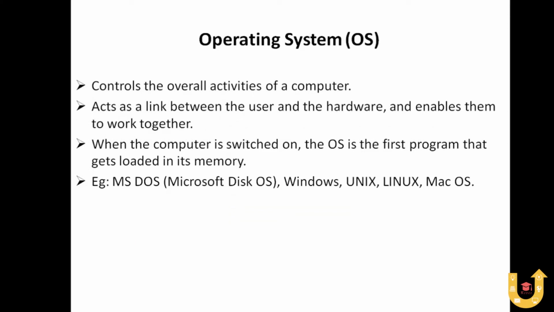Operating system, abbreviated as OS, is needed to operate a computer. The overall activities of a computer are controlled by it. An OS acts as an interface between the hardware and the user and enables them to work together. The OS is the first program that gets loaded in the memory when the computer is turned on. MS-DOS, Microsoft Disk Operating System, Windows, Unix, Linux, Mac OS are a few examples.